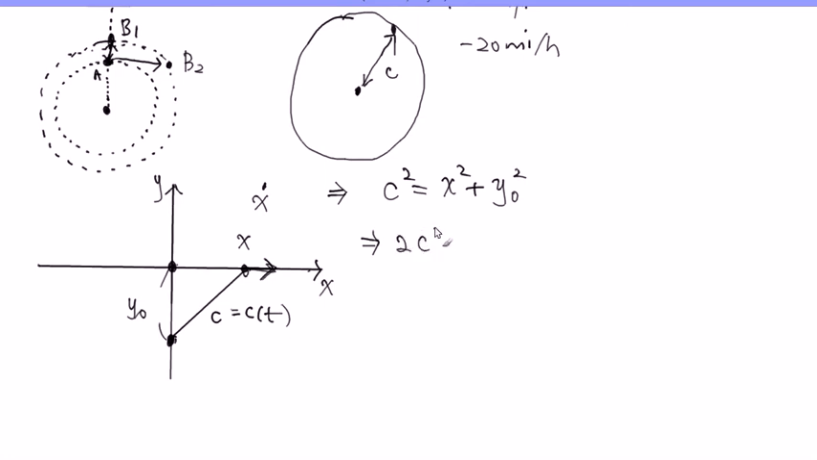2c to the first times c dot, right? Right-hand side, 2x to the first times x dot. How about this one? 2y0 to the first times y dot. That will be all incorrect, right? This is incorrect. What is the correct one?